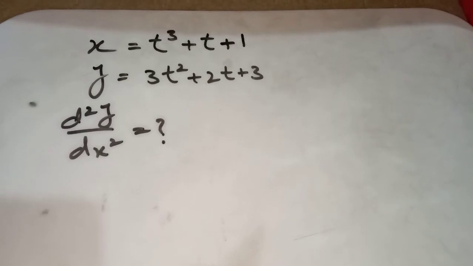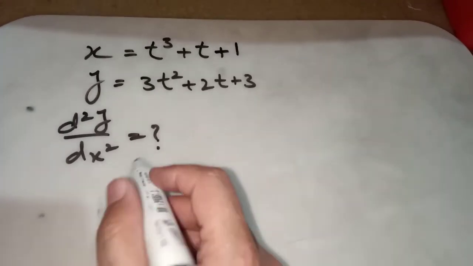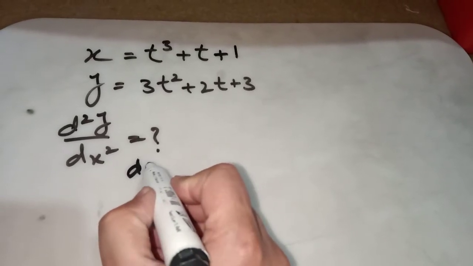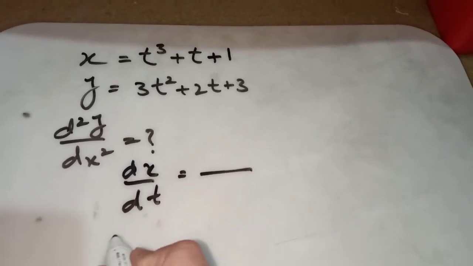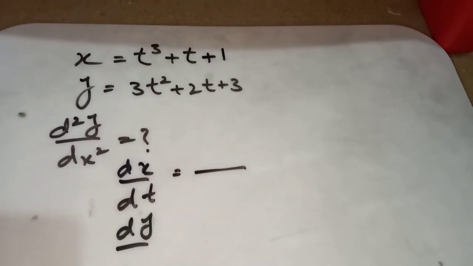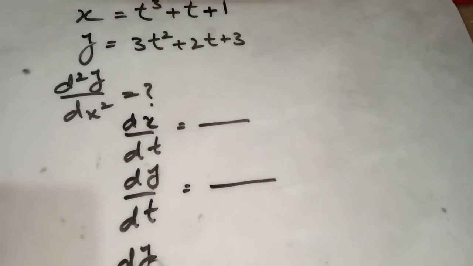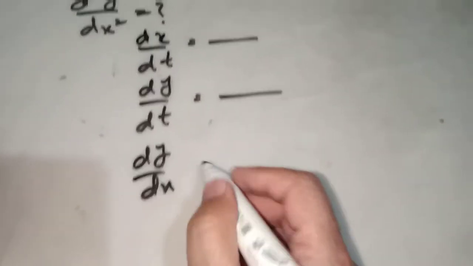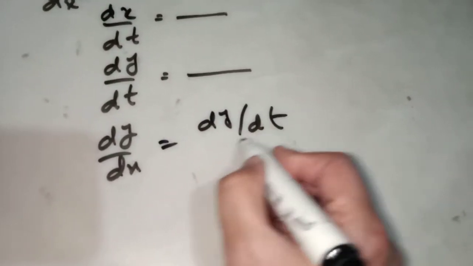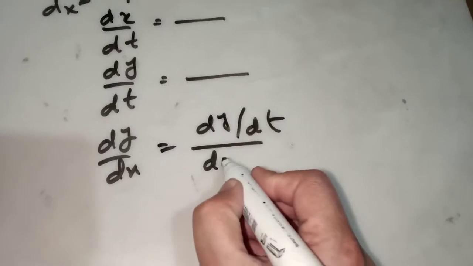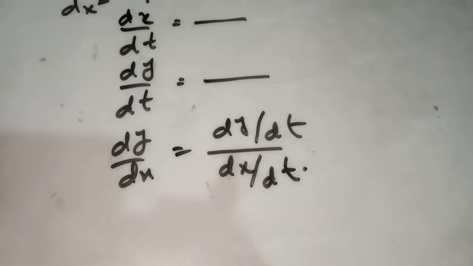Normally what people do is they find dx over dt, dy over dt, and then apply the chain rule for finding dy by dx, like this: dy by dt divided by dx over dt. And this is the first order derivative.